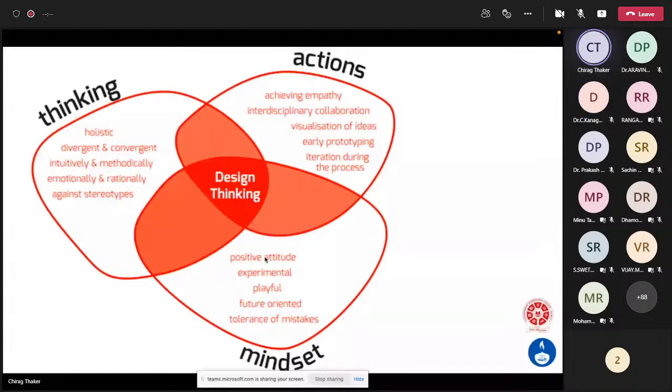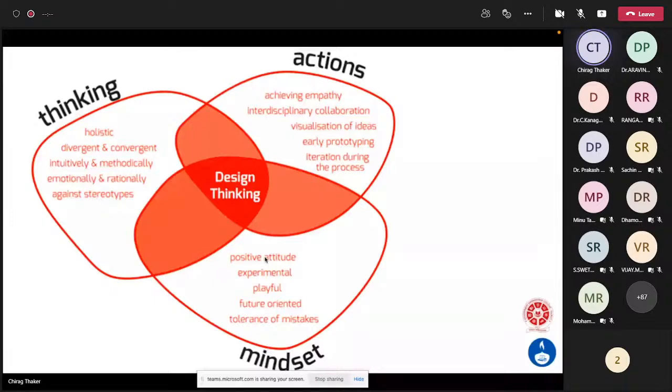That means design thinking is all about thinking paradigm, actions, and mindset. So you need to be quite holistic in nature. Your thinking needs to be divergent and convergent in nature. Your thinking should not be limited only to intuition. You have to also think methodologically. You should be emotional enough and you should be rational enough, and they go hand in hand. It is really difficult to put divergent thinking and convergent thinking together. It is really difficult to put emotion and rationality together, but that is what design thinking is all about.